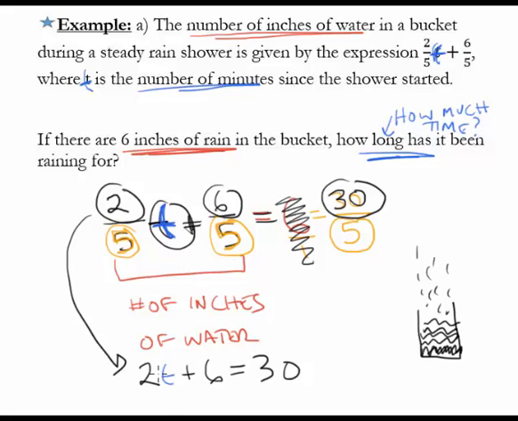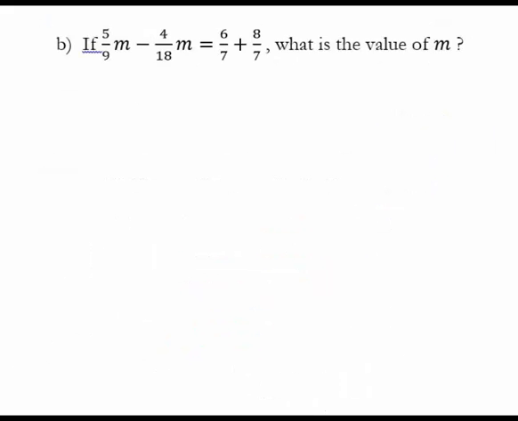And this right here, we can solve pretty easily. This is just a 2-step equation. I'm not even going to spend time doing it. Subtract 6, 2t is 24, divide by 2, and we end up with t equals 12. And so that's our answer. How long has it been raining for? It's been raining for 12 minutes. So this is one way we can use common denominators to find the answer to this question. Let's take a look at another one.